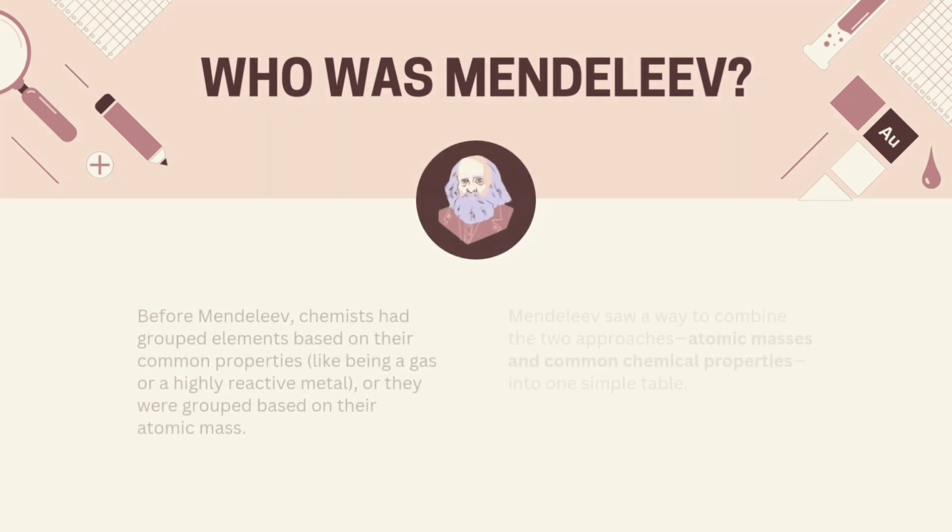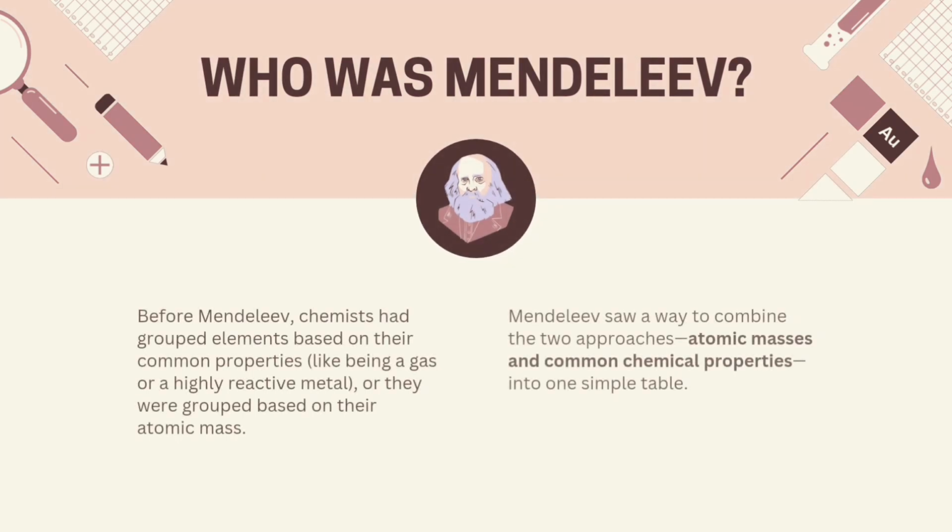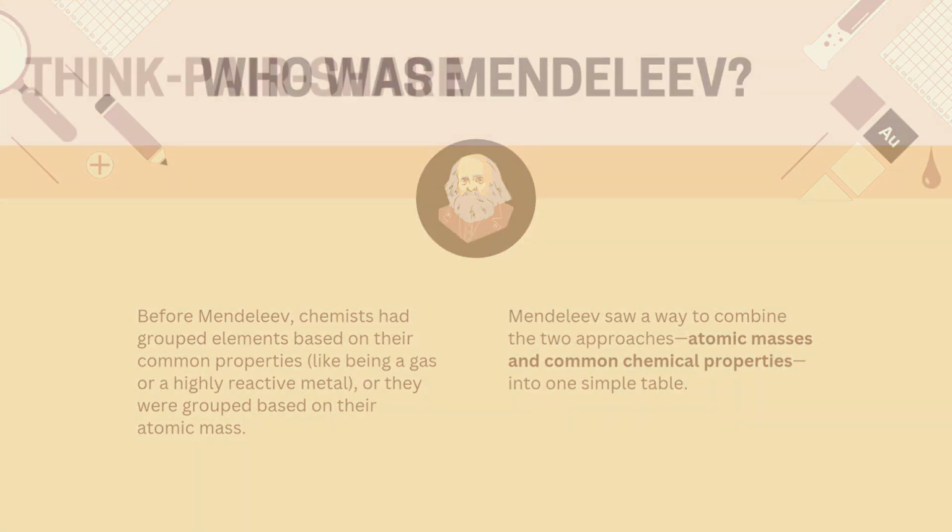We will also discuss that the scientists before Mendeleev had grouped elements based on their common properties, like being a gas or a highly reactive metal, or they were grouped based on their atomic mass. Mendeleev saw a way to combine the two approaches, atomic masses and the common chemical properties, into one simple table.